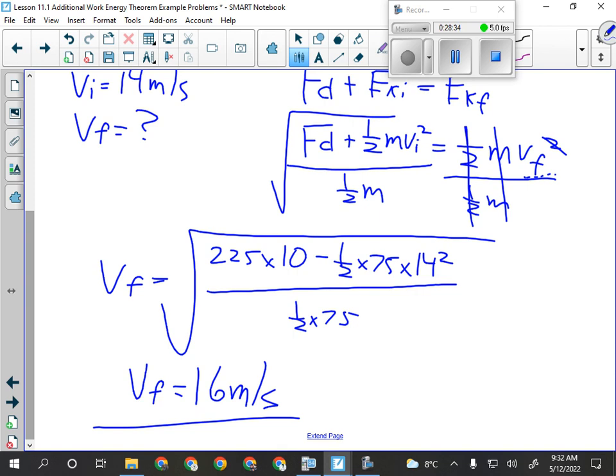Okay, is that a reasonable answer? Absolutely. We know Usain Bolt can run it over 17. 16 meters per second is a very reasonable answer, especially considering they started at 14 and accelerated for 10 meters. That's not an unreasonable velocity for them to reach after that. Okay? All right. Questions on that one? Okay.